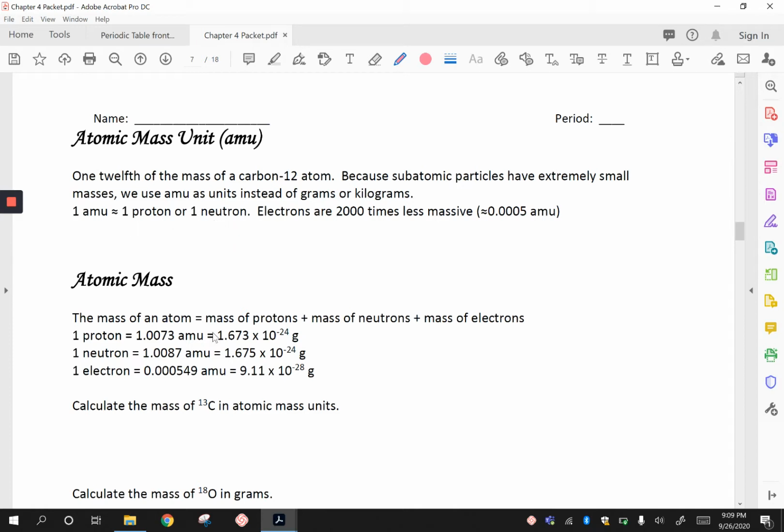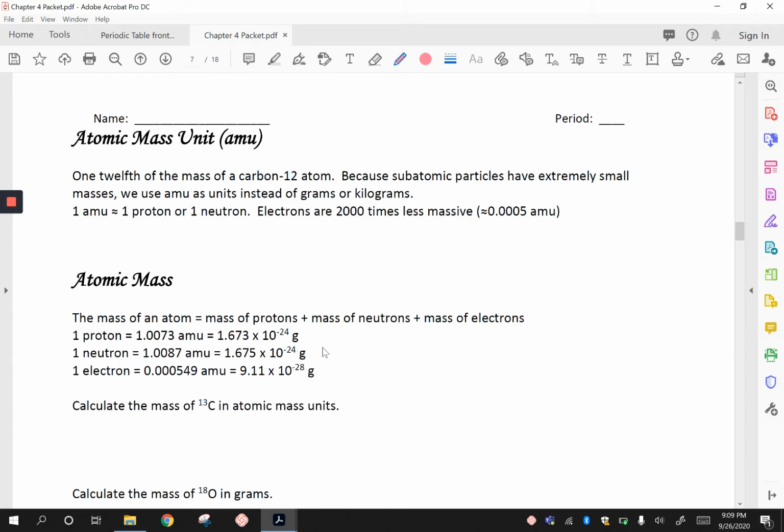It's not exactly 1. Here are the exact numbers. So a proton is 1.0073 AMU. A neutron is 1.0087 AMU, so very close to each other, just slightly different. An electron, remember, is about 2,000 times less massive than that, so it's 0.000549 AMU. And just to give you perspective, this is the mass of each of those in grams. So, on the scale of 10 to the negative 24th of a gram, or 10 to the negative 28th of a gram for an electron.